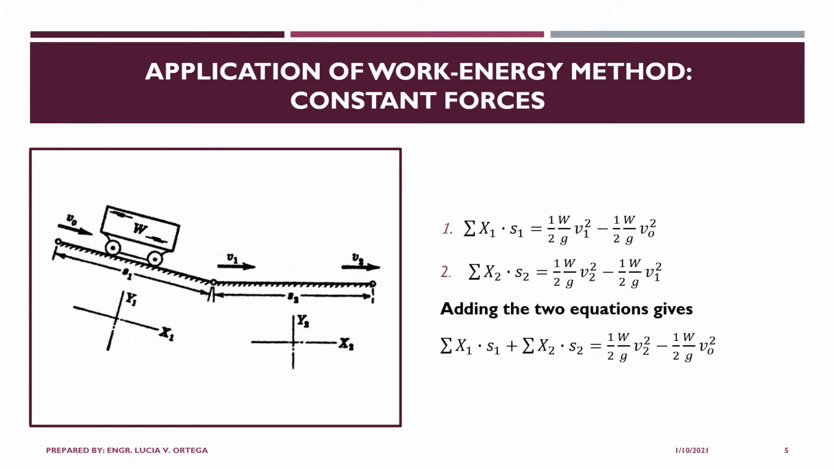So what would be the equation? We can write the work energy equation for S sub 1, and then another work energy equation for S sub 2. Then adding the two equations, that is the work energy equation for the whole system. We have to write the work energy equation for the whole system, not only for a portion. You can write an equation on every segment, then you have to combine them. Then that is the total work energy equation for the system.